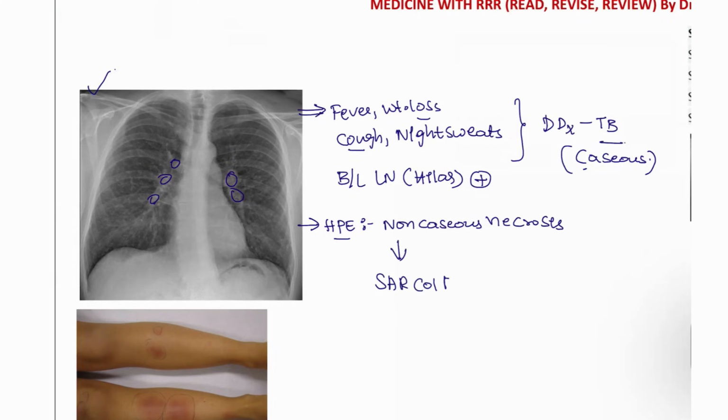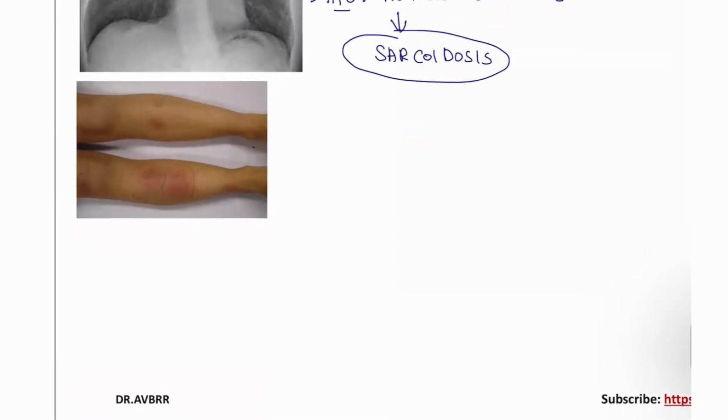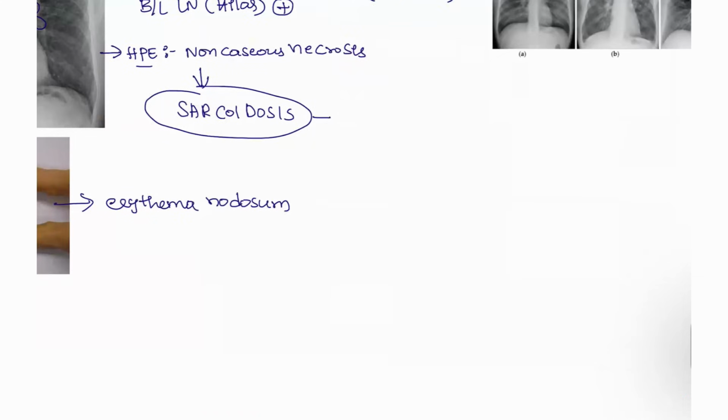Okay, sarcoidosis, same features of the TB. So it is not a TB, it is actually sarcoidosis. This is the skin manifestation of sarcoidosis known as erythema nodosum. Sarcoidosis, what is meant by sarcoidosis? It is an idiopathic chronic autoimmune condition.